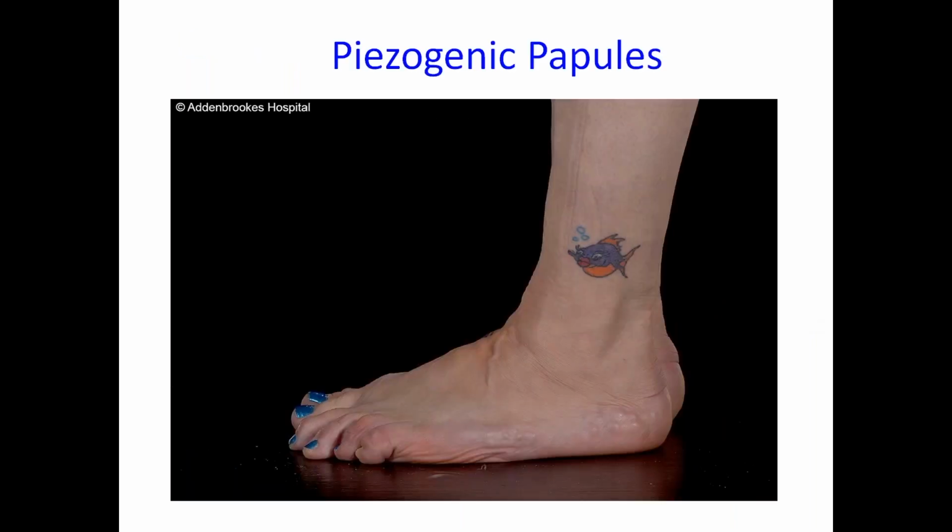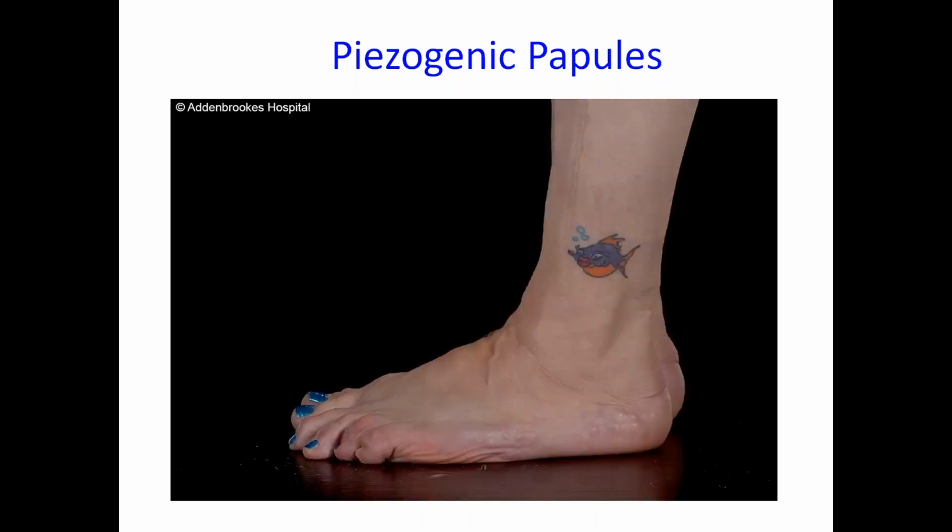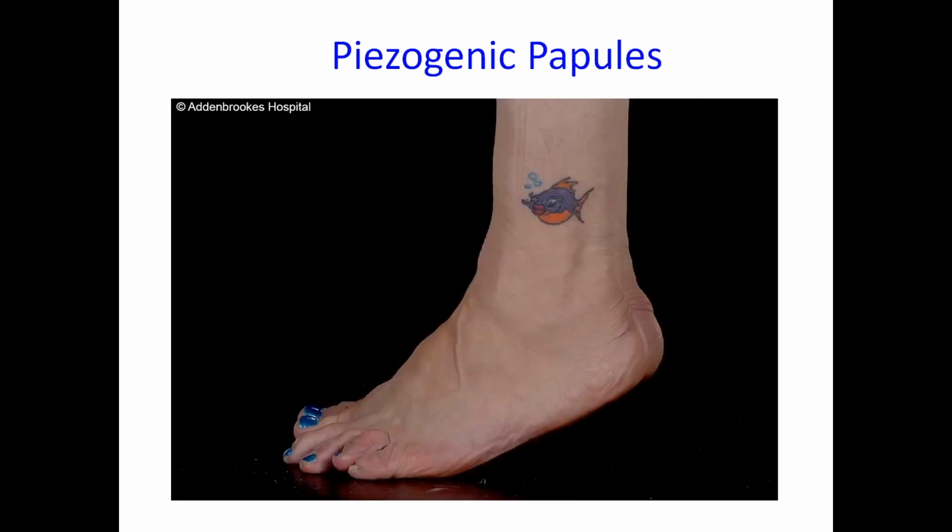The other interesting thing we see is these piezogenic papules. And I'm just going to put this slide back and forth. If you look at this lady's heels, when she lifts her heels off the floor, these papules disappear. If we go back, you can see the papules reappear again. What these represent are little herniations of fat through the fascia. And with the body weight, that pushes these little herniations out. And when the weight is lifted, these herniations disappear.